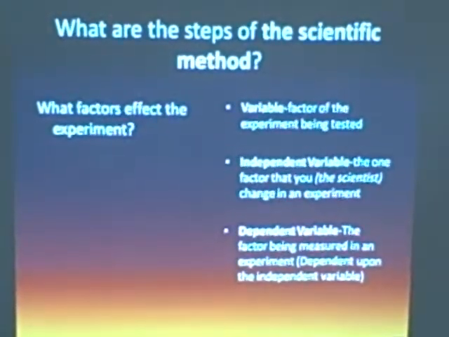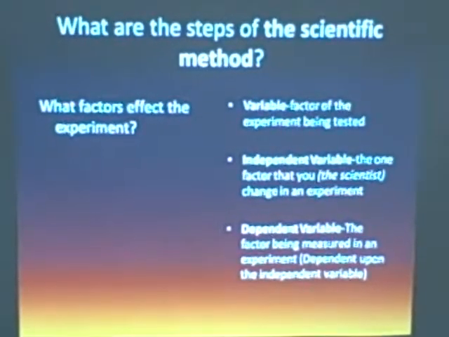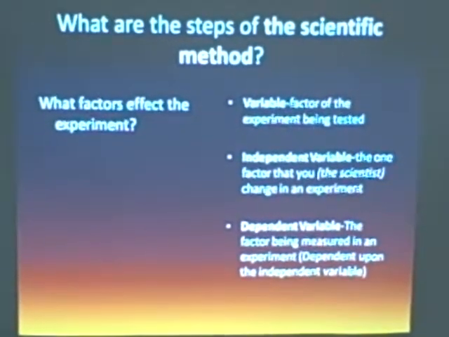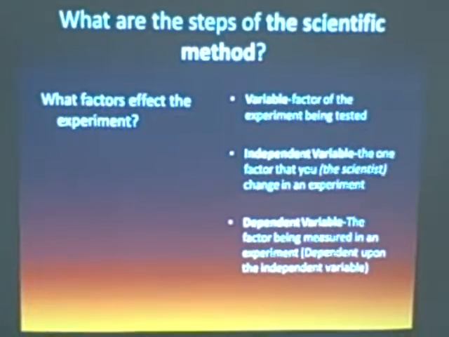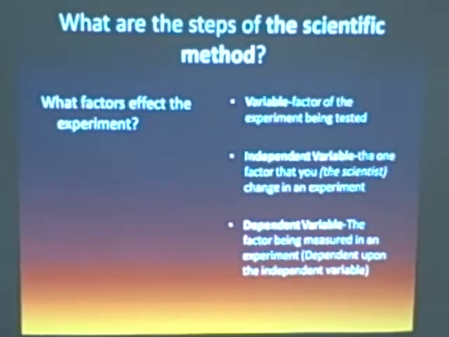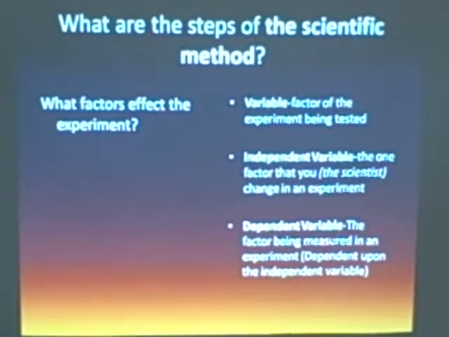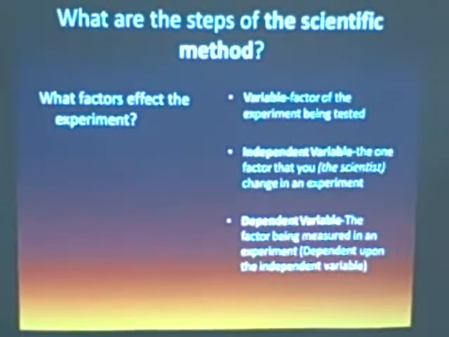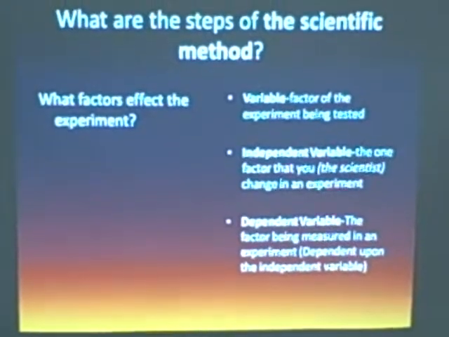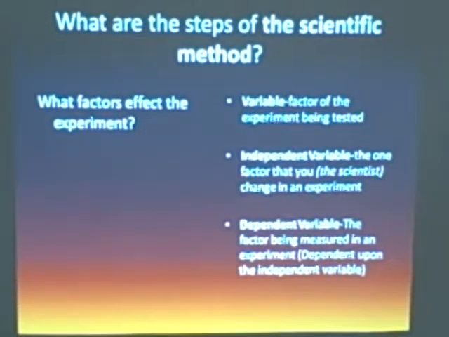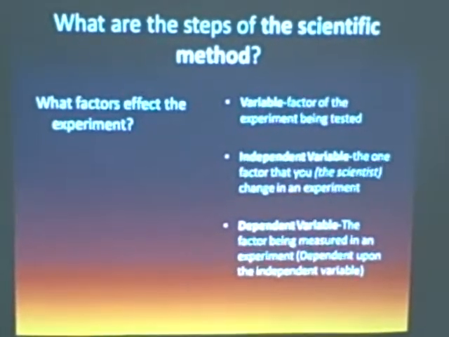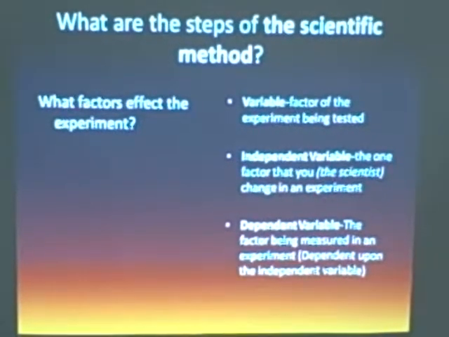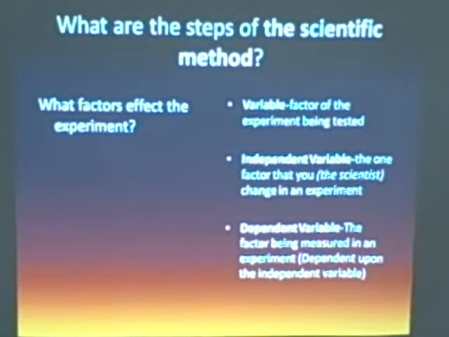You would have variables, the factors that affect the experiment. First is the independent variable. That is the one that the scientist changes in an experiment. Sometimes I call it the I-dependent variable to help you remember that I, as the scientist, must change this part in the experiment. The dependent variable is the factor being measured in the experiment, and it depends on what you change in the I-dependent variable.